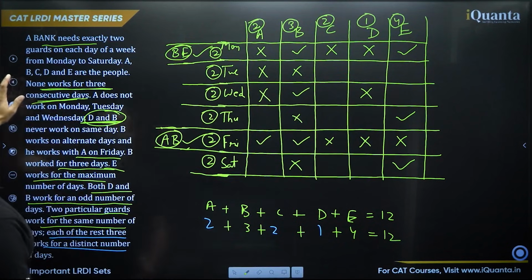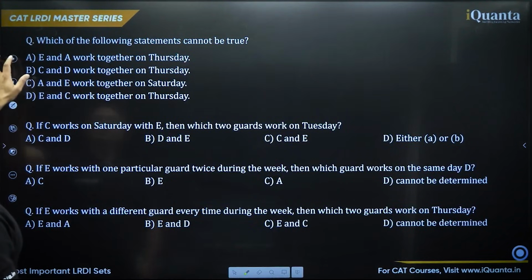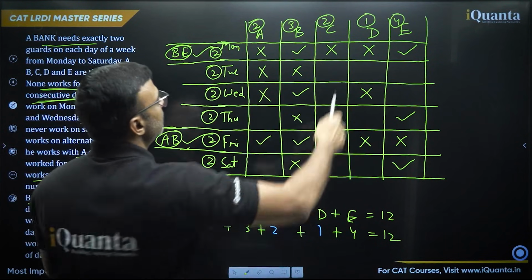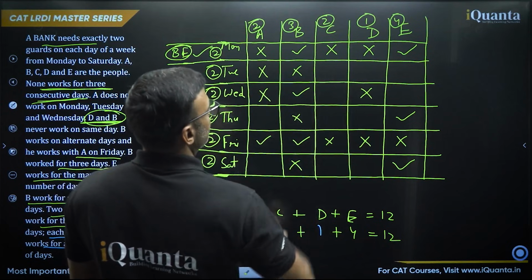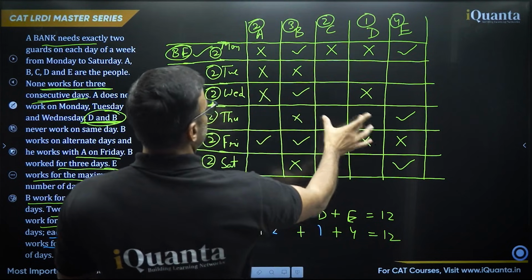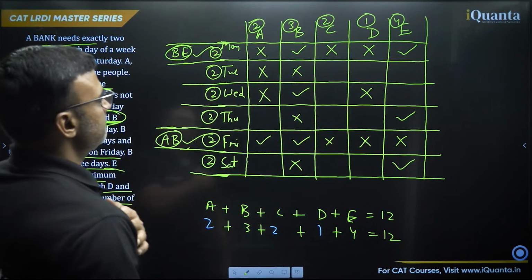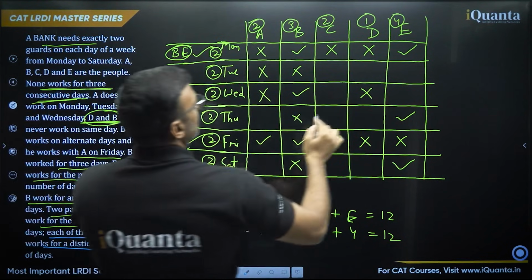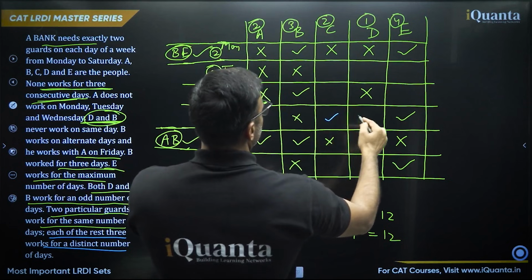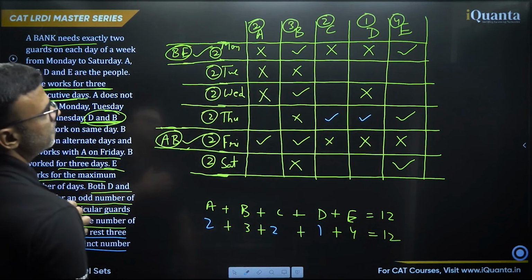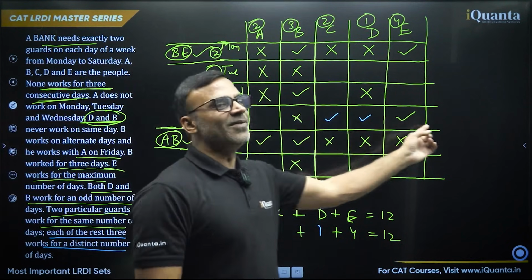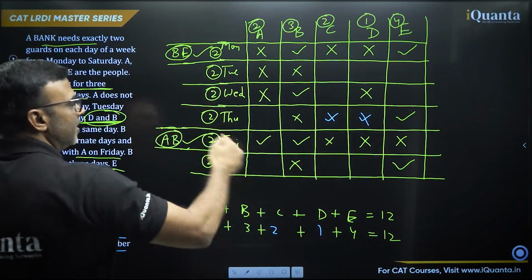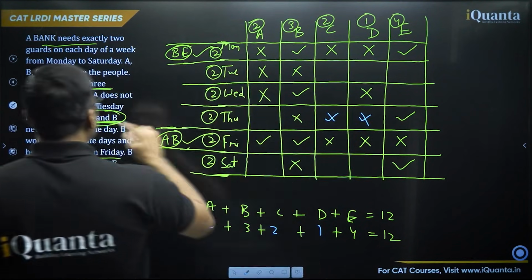Other options? C and D work together on Thursday. Is that possible? If C and D work together on Thursday, we will have to check it. So if I put it like this, then there will be 3 people working on Thursday. So this is not possible, right? Because on Thursday already he is working. So we cannot have C and D working.